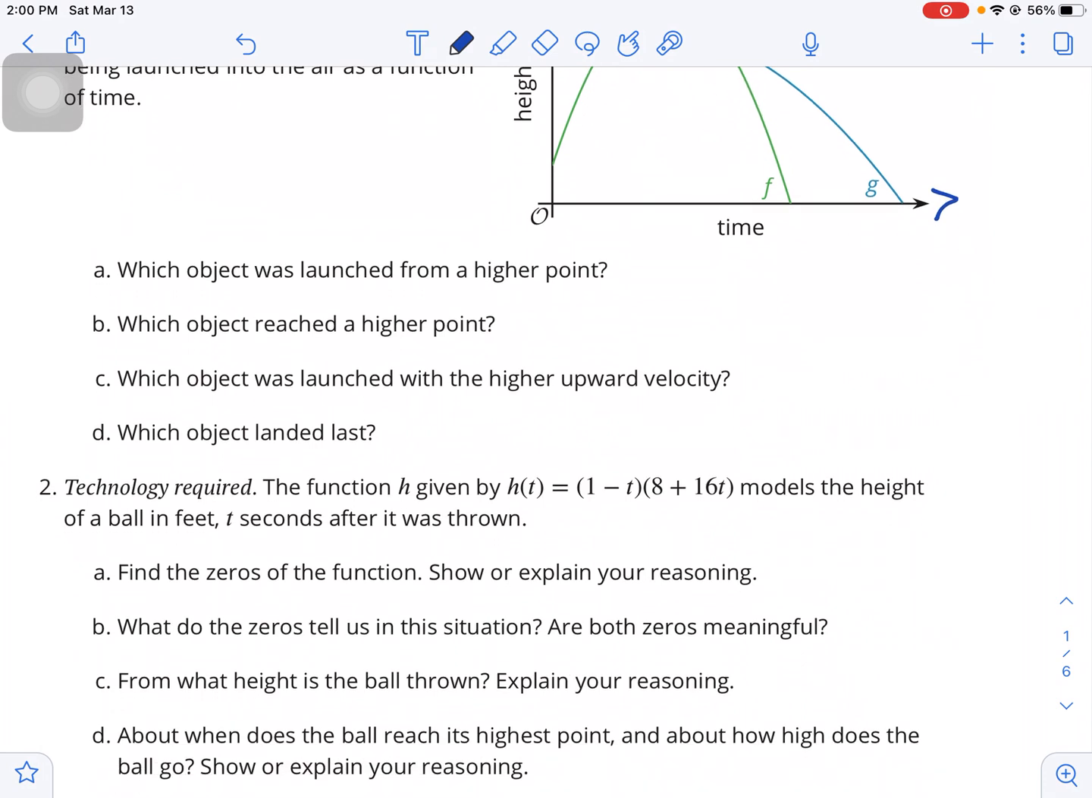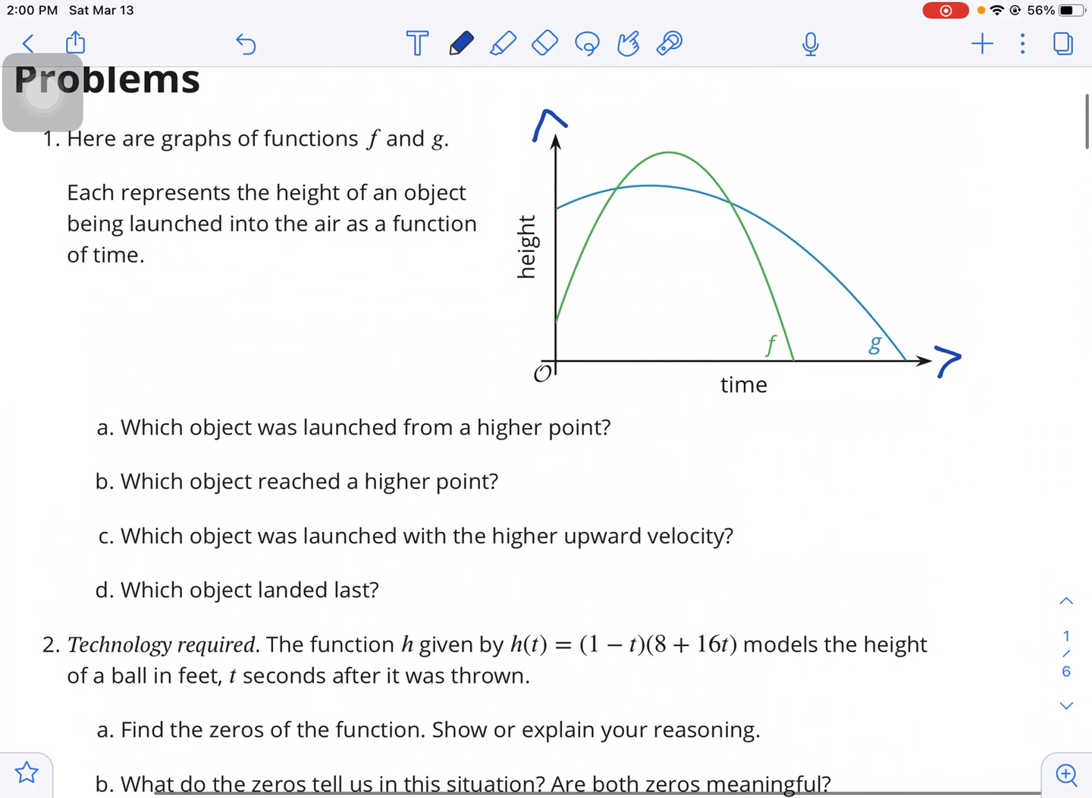So which object was launched from a higher point? Looking at the y-axis here, this is the start of each graph, and it looks like at 0 time the green one was launched at a lower point than the blue graph. The blue graph is g, so I would say function g. Maybe we should write that out as function g.